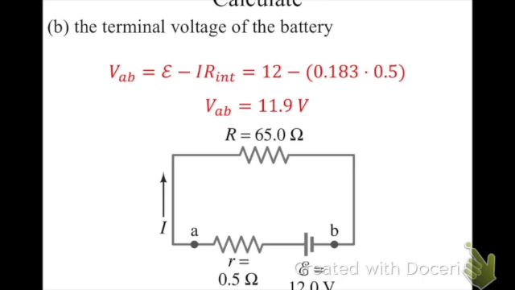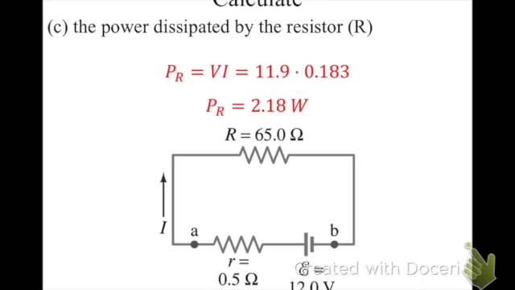Questions? Cool. Power is V times I: 11.9 volts dropped across the 65 ohm resistor times the current going through that resistor gives me volt amps, or watts, of 2.18, about 2.2 watts. That's a light bulb just giving off 2.2 watts. A watt is a joule per second as much as it's a volt amp. In fact, a volt amp makes a lot of sense that way.